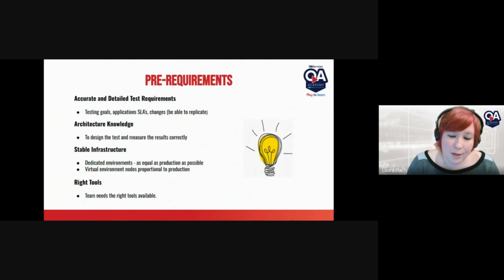You need to understand all the architecture. How does the system connect? If it's an ecosystem, usually it is, how does each part connect to the others, by which technologies, what database is it connected to, and all of those architecture details. You also need to have a stable infrastructure, so that means a dedicated environment.